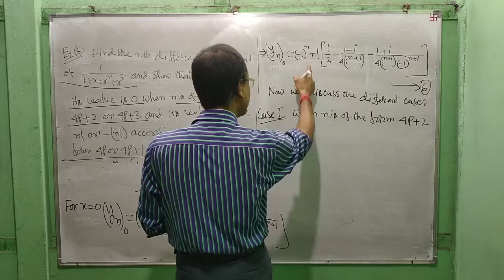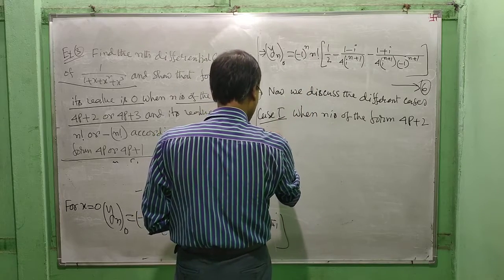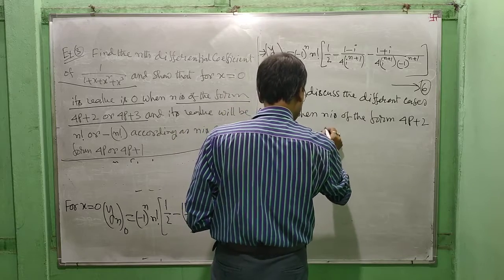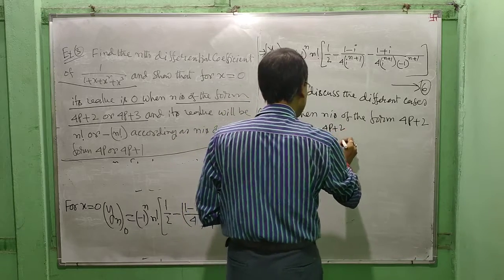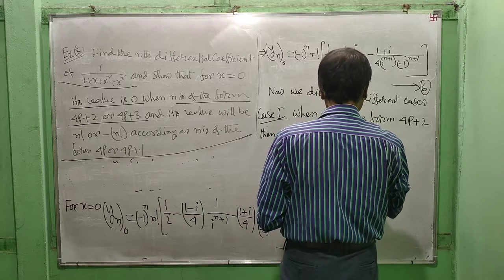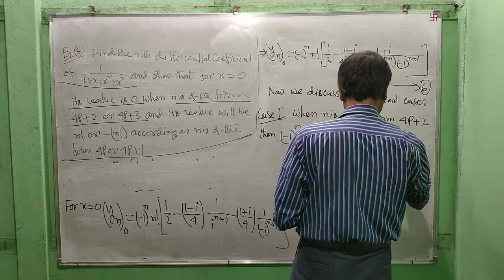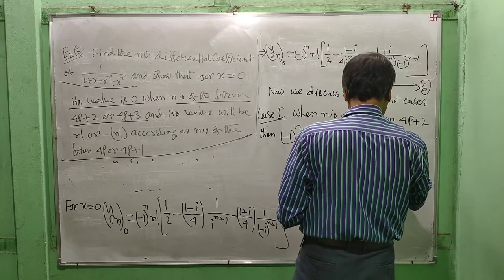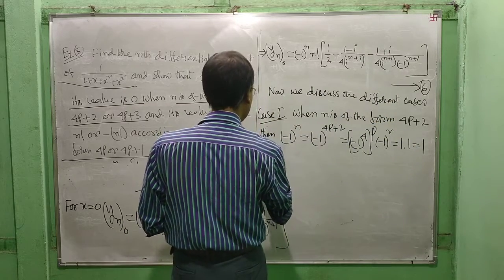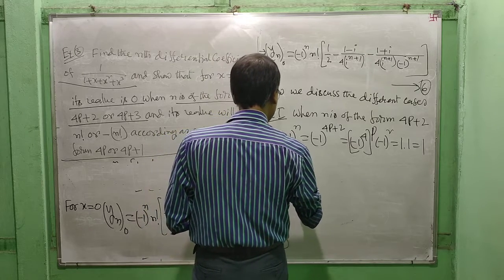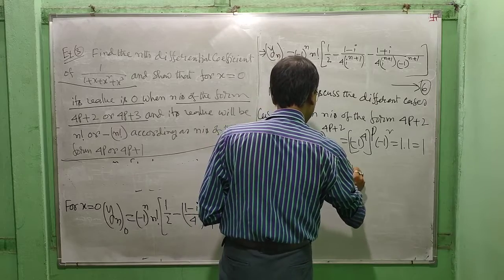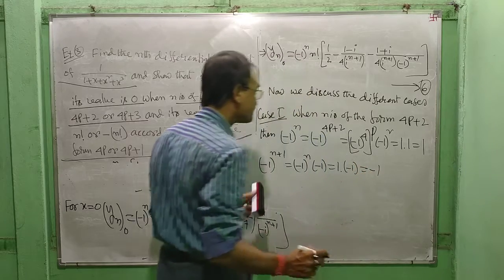Then you see, minus 1 whole to the power n is equal to minus 1 whole to the power 4p plus 2. This is equal to minus 1 whole to the power 4 whole to the power p into minus 1 whole square, which is 1 into 1. This is equal to 1. Minus 1 whole to the power n plus 1 is equal to minus 1 whole to the power n into minus 1, which is 1 into minus 1. This is equal to minus 1.